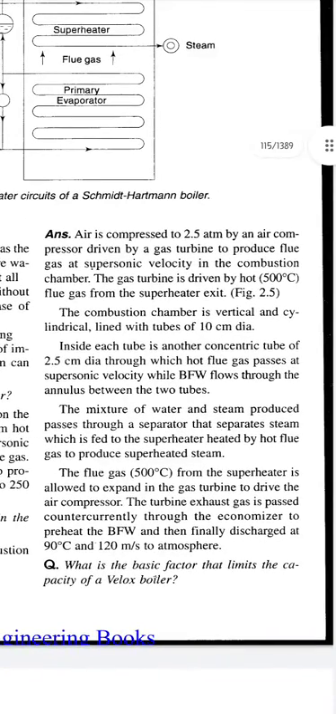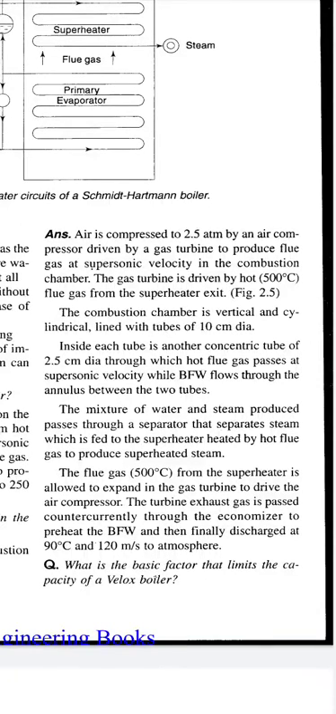Answer: air is compressed to 2.5 atmosphere by an air compressor driven by a gas turbine to produce flue gas at supersonic velocity in the combustion chamber. The gas turbine is driven by hot 500 degrees Celsius flue gas from the superheater exit. The combustion chamber is vertical and cylindrical, lined with tubes of 10 cm diameter. Inside each tube is another concentric tube of 2.5 cm diameter through which hot flue gas passes at supersonic velocity, while boiler feed water flows through the annulus between the two tubes.